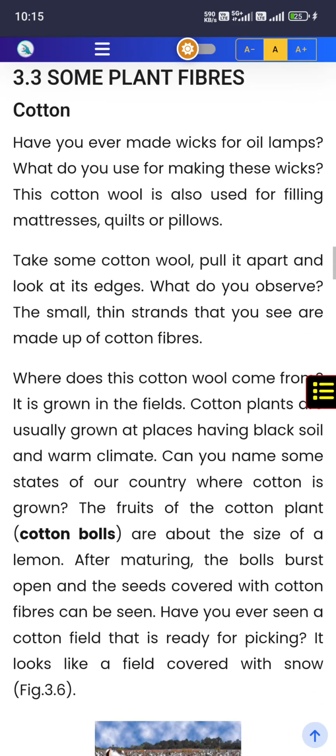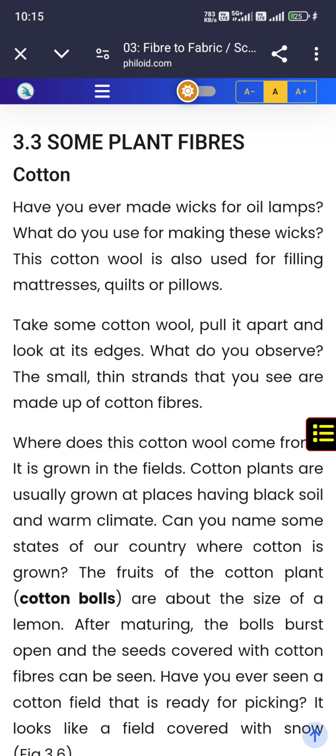So in this they're talking about whether you have made wicks for oil lamps. In the 21st century, in 2025, nobody uses oil lamps. Most people use LED lamps and LED lights, and maybe even candles sometimes. When you see a candle, you see that there is a wick on top of the candle that you light up, right? The flame that you make is made on a wick. So they are asking, do you know what makes these wicks?